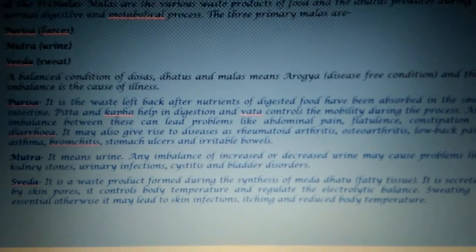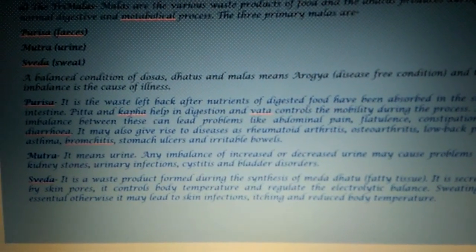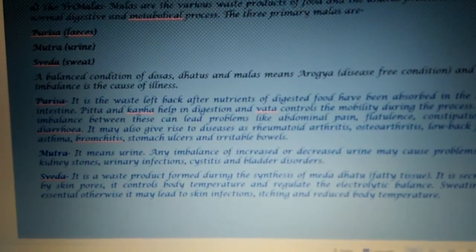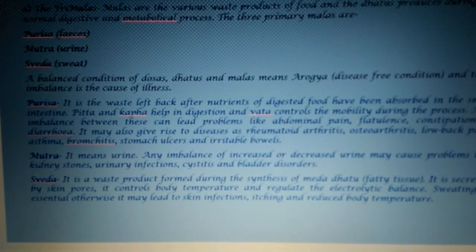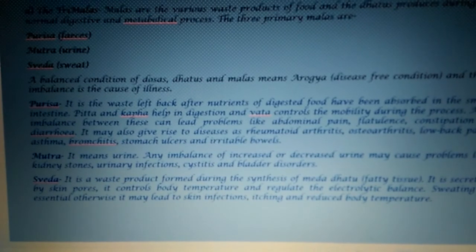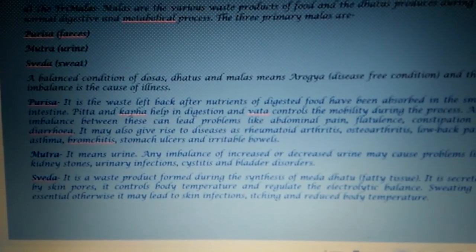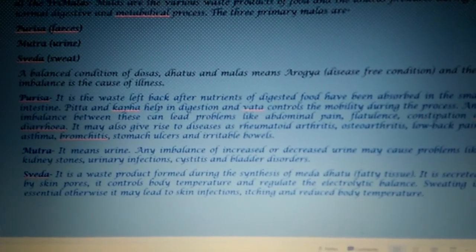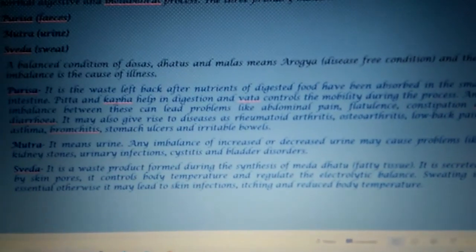Coming to Mutra, it means urine. Any imbalance of increased or decreased urine may cause problems like kidney stones, urinary infections, cystitis and bladder disorders. If the flow of urine is not in the proper manner, then imbalances can occur in the increased or decreased state and it can cause problems like kidney stones, urinary infections, cysts and bladder disorders.